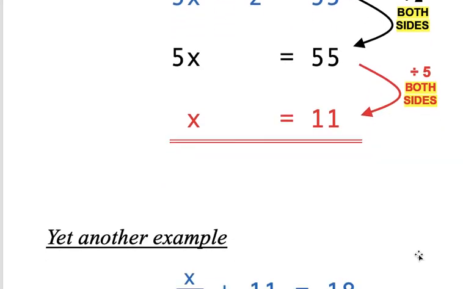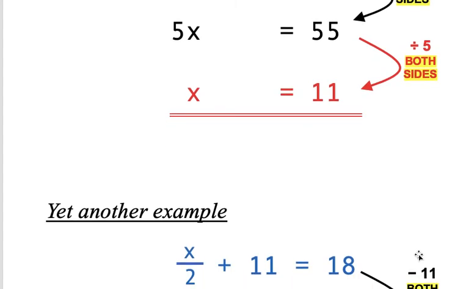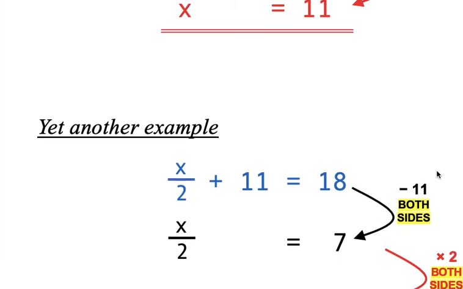So we've got, oh, now this is going to be a little bit trickier. x over 2 plus 11 equals 18. So x over 2 means x divided by 2. Just try and do that one on your own before looking at the answer. So pause the video again. Okay, so I hope you've done that. Let's have a look at it.